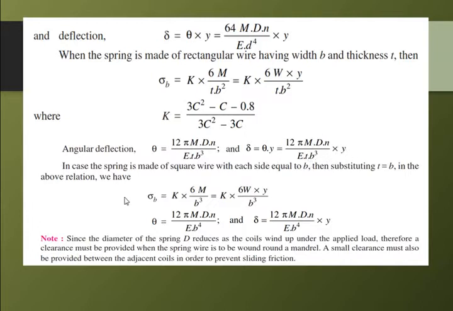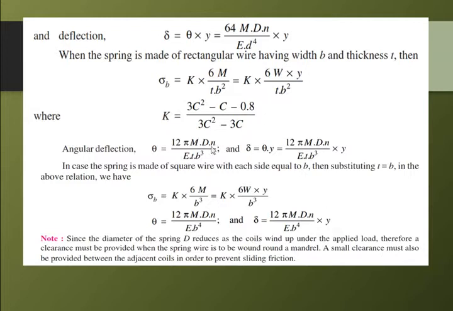If you take a square wire instead of rectangular wire, t will also become b. That means here the denominator will become b cube, 6M by b cube, 6Wy by b cube, and theta will be 12 pi M D n by E b power 4, and delta is equal to 12 pi M D n by E b power 4 into y.